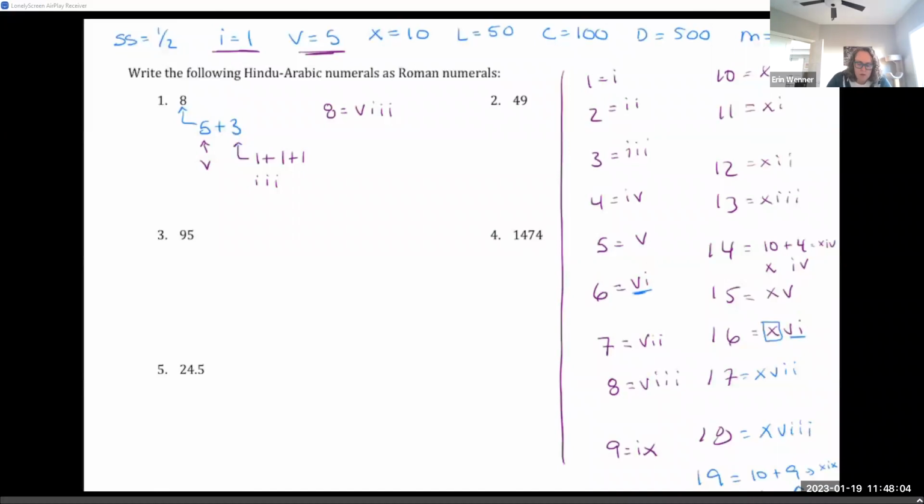So if we look at the number 49, how does that relate to the values that I have listed above? It's like 50 minus 1, right? But if we look at our notes on the previous page, it says we cannot subtract within, and I don't think it made it in there. Yeah, it didn't. Okay, so the box got cut off.